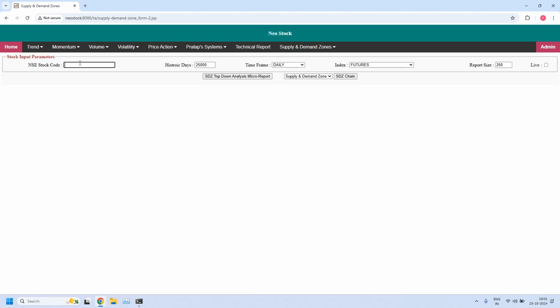First, let's start with NIFTY. That is nothing but NIFTY 50. So let's start with monthly time frame, generating monthly supply demand zone chain for NIFTY.